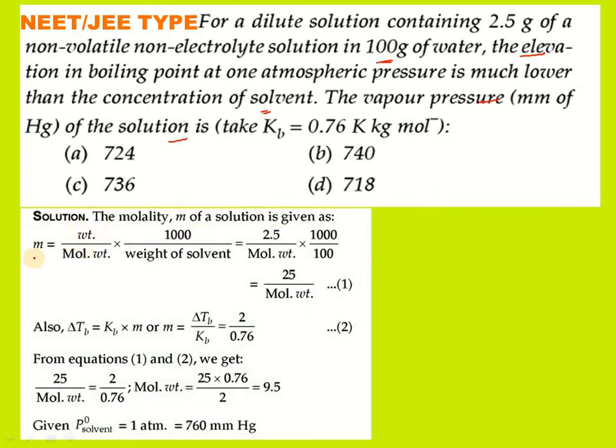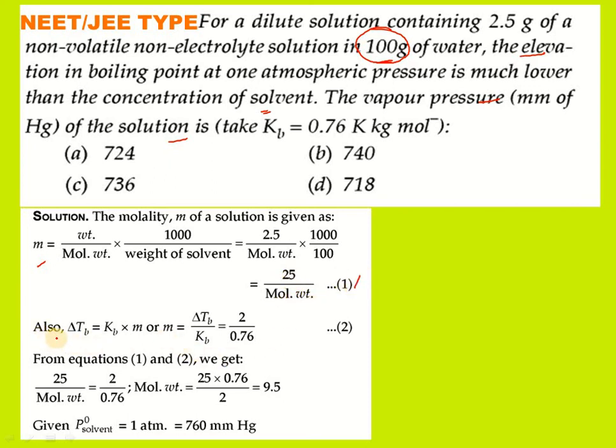So first we have to find the molality. What is the molality of the solution? Molality of the solution is weight by molecular weight into 1000 by weight of the solvent. The weight of the substance given here is 2.5, and the molecular weight of the substance we don't know, so that will be continued like this only. The weight of solvent is given as 100 grams, that is 100 grams of water. So the molality we got is 25 by molecular weight. Assume this is the first equation.